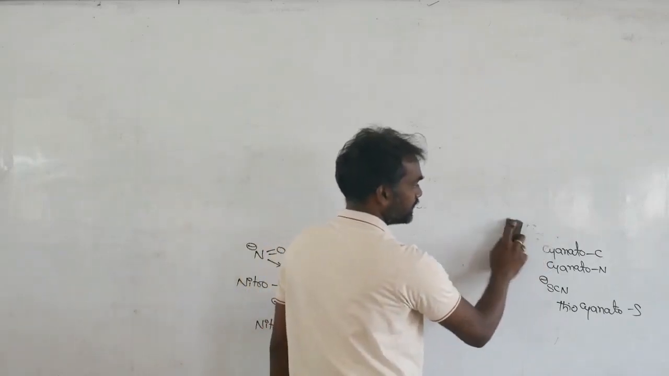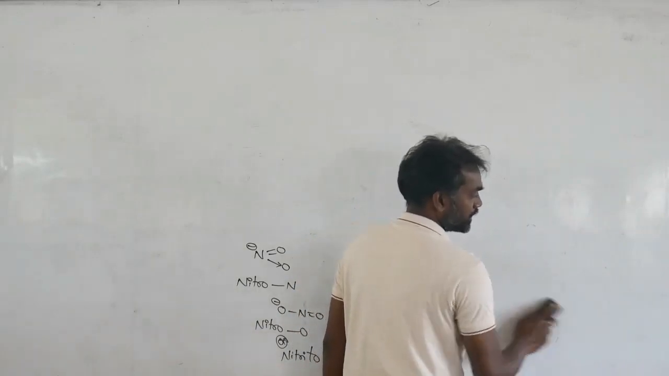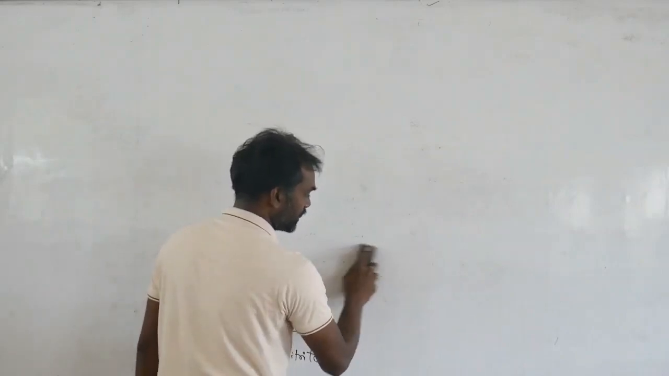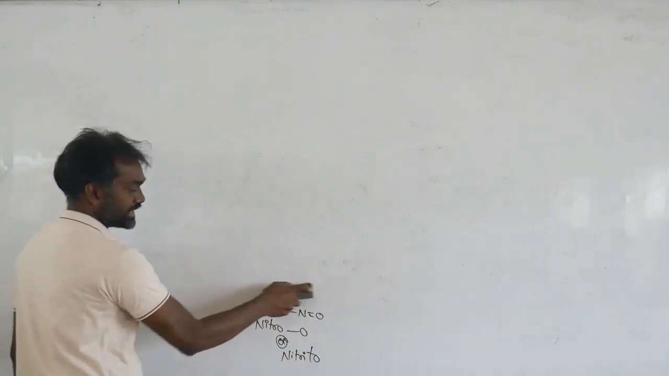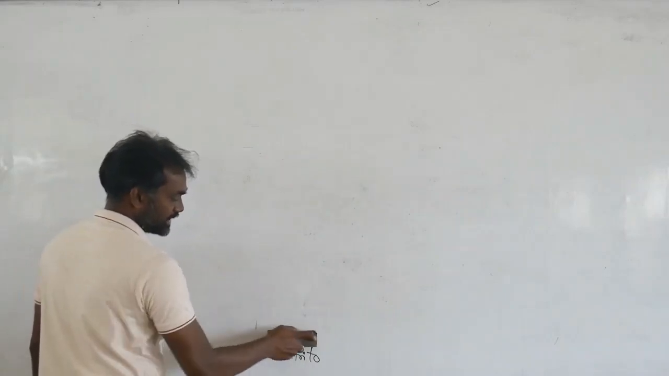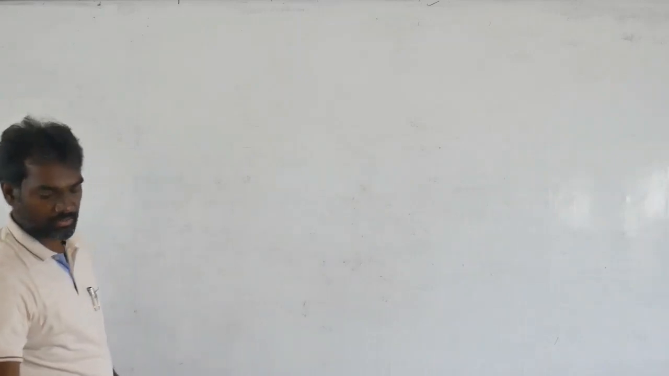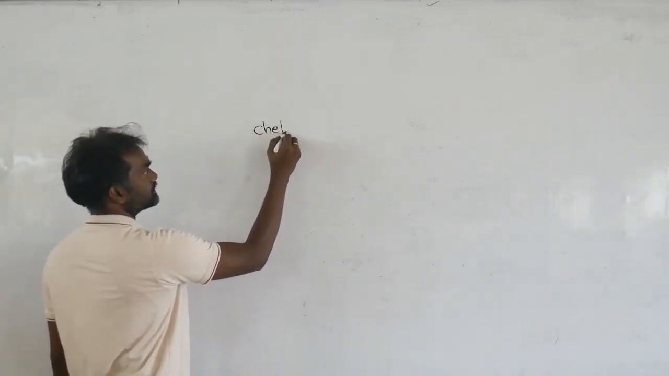Chelating, actually polydentate ligands, means more than one lone pair donors. They are all given to one metal only. Then what happens? We get cyclic structures. That cyclic structure we call chelation. See, chelated ligands.